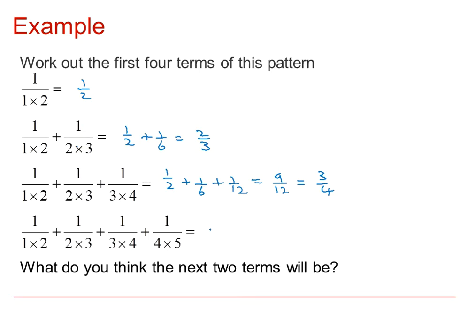And the last one is a half plus a 6th plus a 12th plus a 20th, which is 48/60ths, and when we simplify it, we get 4/5. What do we think the next term will be? The question is, would it be add 1 to the numerator, add 1 to the denominator?